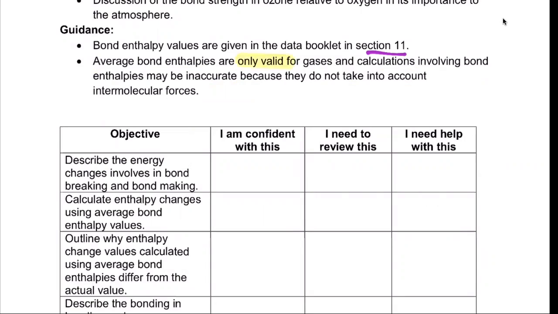Average bond enthalpies are only valid for gases, and calculations involving other states might be inaccurate because they don't take into account intermolecular forces. We'll cover intermolecular forces in topic 4. They are forces that hold different molecules together. When water is a liquid, it has intermolecular forces that hold the water molecules close to each other. But when you boil it and turn it into water vapor, you break those intermolecular forces because the molecules spread apart. Average bond enthalpies are averaged over similar compounds, and they don't take these intermolecular forces into account. That's why they're not always very accurate.